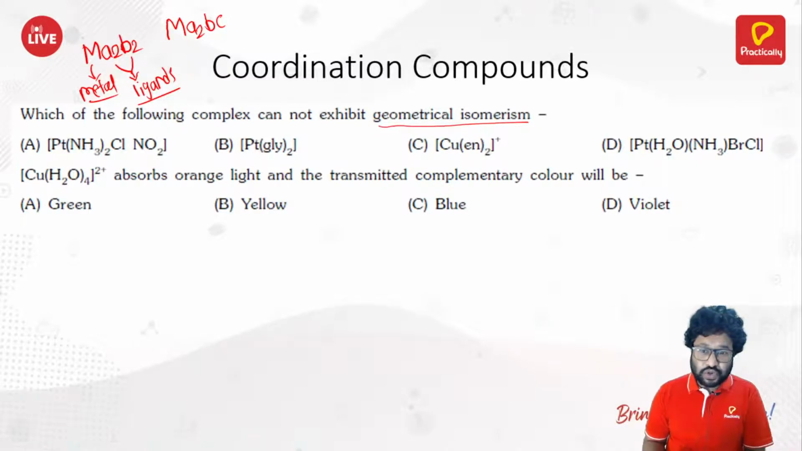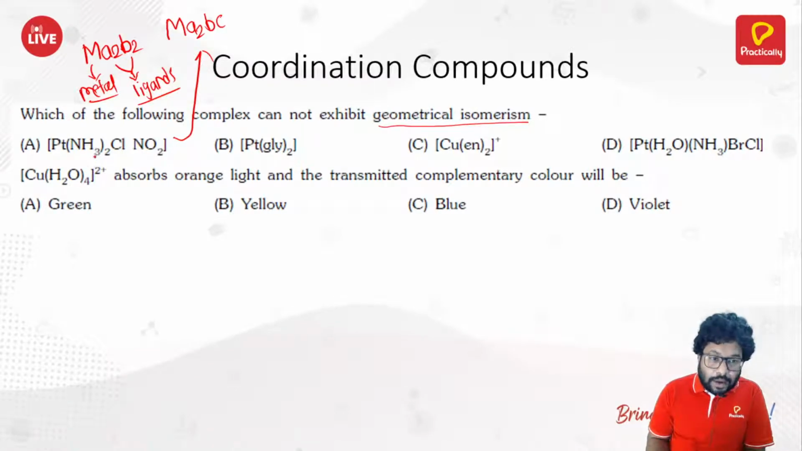Okay, that's for sure. Now, if you look at all of these species, see Pt(NH3)2Cl2, this is M(A2)(BC) type. You can see here, there are 2 amine, 1 chlorine, 1 nitro. So this is M(A2)(BC), and it can show geometrical isomerism, that's for sure.